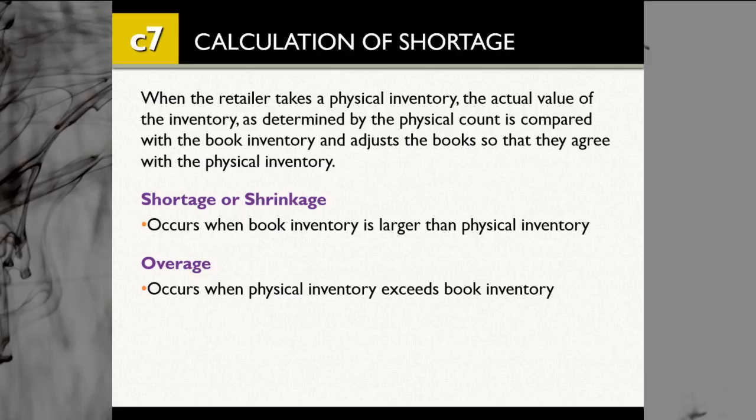When your book inventory is larger than your physical inventory, that is called shortage. As your physical inventory is the more accurate number, if you have a bigger number for the book inventory than the physical inventory, then you can say that is your shortage or shrinkage. And if your physical inventory exceeds your book inventory, that's called overage. But oftentimes you will see more shortage or shrinkage of your inventory.